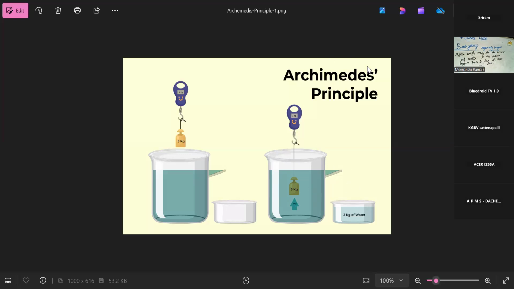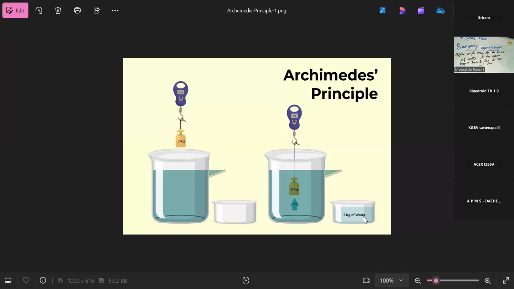So that kind of principle is known as Archimedes principle. The Archimedes principle means that when a body is immersed in a fluid, a vertical upward buoyant force acts on it, equal to the weight of the fluid it displaces. The water is displaced from that area.